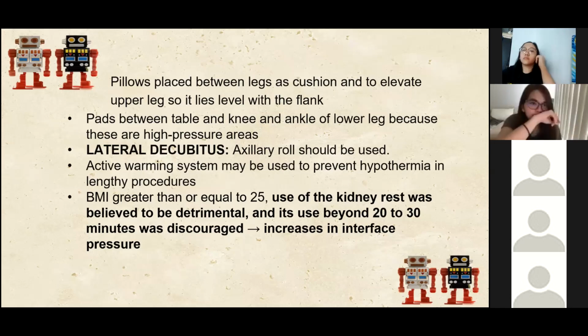and during the procedure, an active warming system may be used to prevent hypothermia in lengthy procedures. So for BMI greater than or equal to 25, the use of a kidney rest and a full table flexion were associated with increases in interface pressure. And of these, the use of the kidney rest was believed to be the most detrimental, and its use beyond 20 to 30 minutes was discouraged. Next, please.